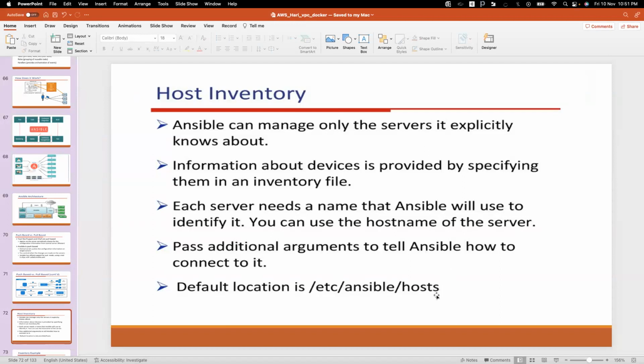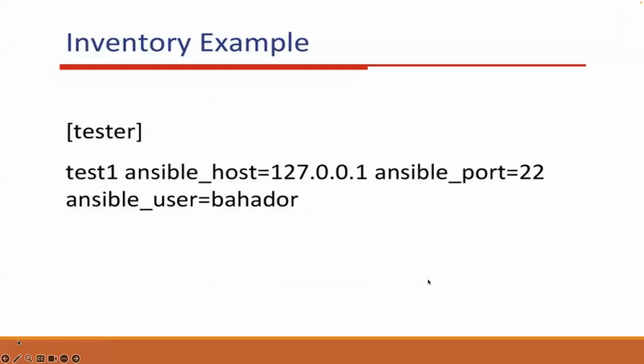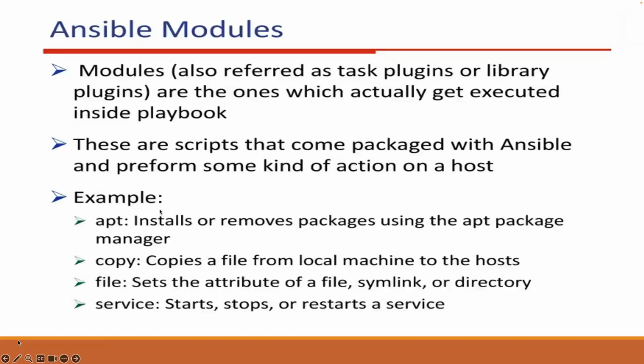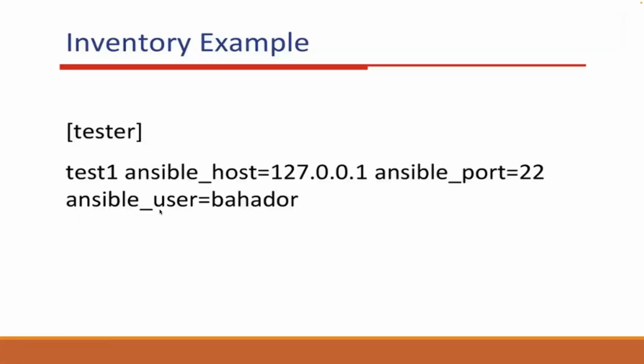So we can provide the target servers' IP addresses, host names, or groups in the default location, /etc/ansible/hosts. This is the default location for the host inventory file. Inventory example: something like this is a group, tester is the group. Then test, ansible port 22, and ansible user equal to whatever it may be. So this is the inventory.